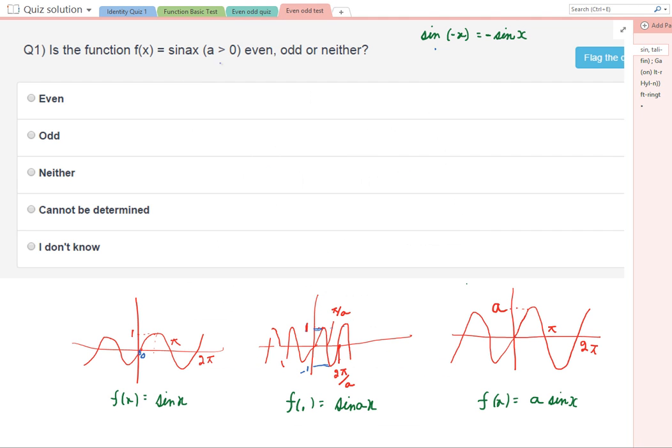Let's look at the solution of this test. The first question, we are asked to comment whether f(x) equal to sin(ax) is even, odd, or neither. Now, let's look at what kind of a function sin(ax) is.